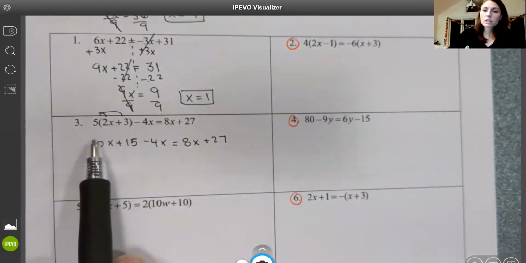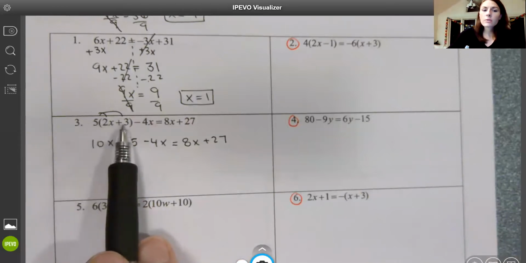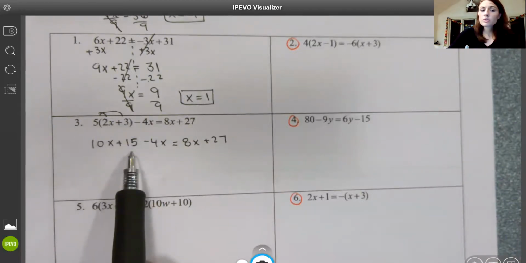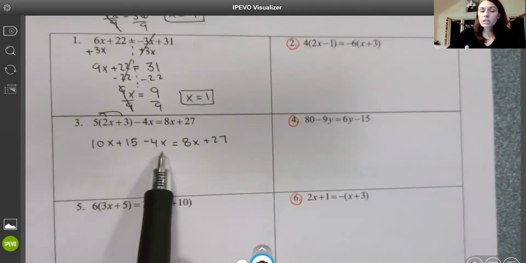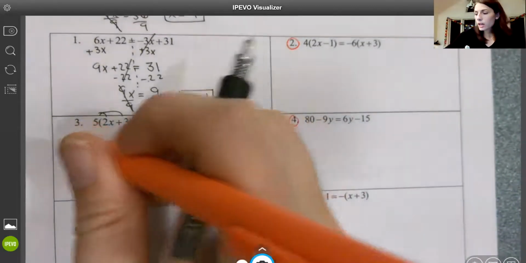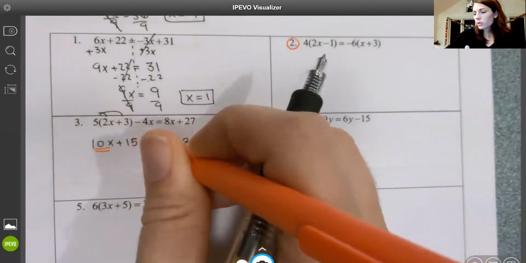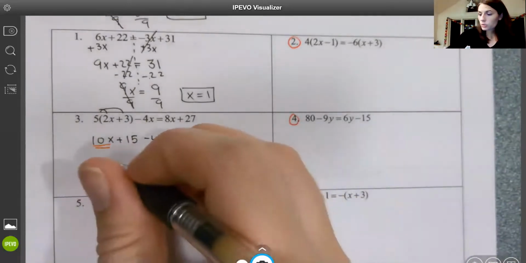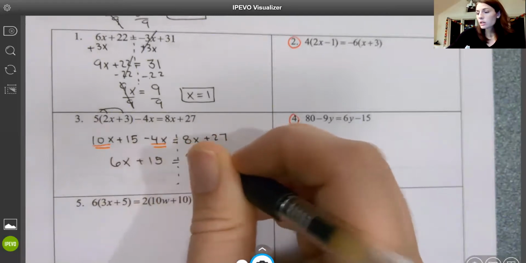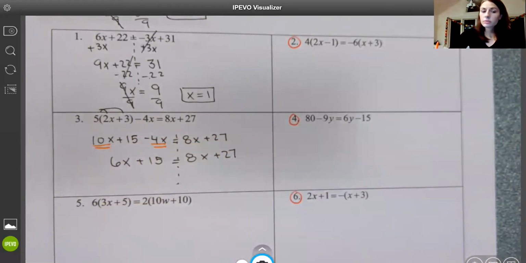So let's just go back through what I did here. I distributed 5 only to the terms inside the parentheses. So 5 times 2x gave me 10x. 5 times 3 gives me 15. The negative 4x here was not a part of that distributing, so it's just still negative 4x. Okay, now step 2, combine like terms. So I have 10x and negative 4x. Combining those like terms leaves me with 6x plus 15 equals 8x plus 27.